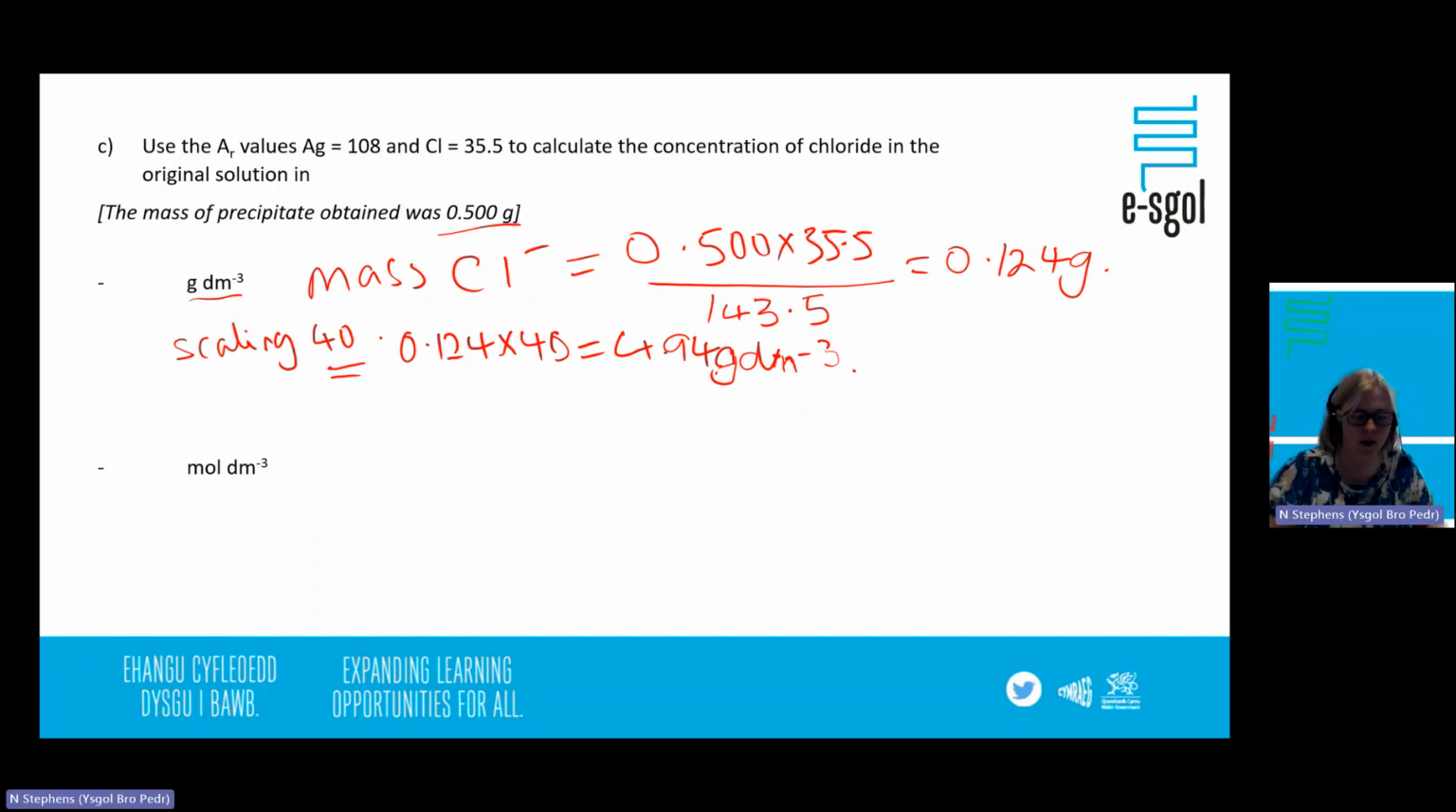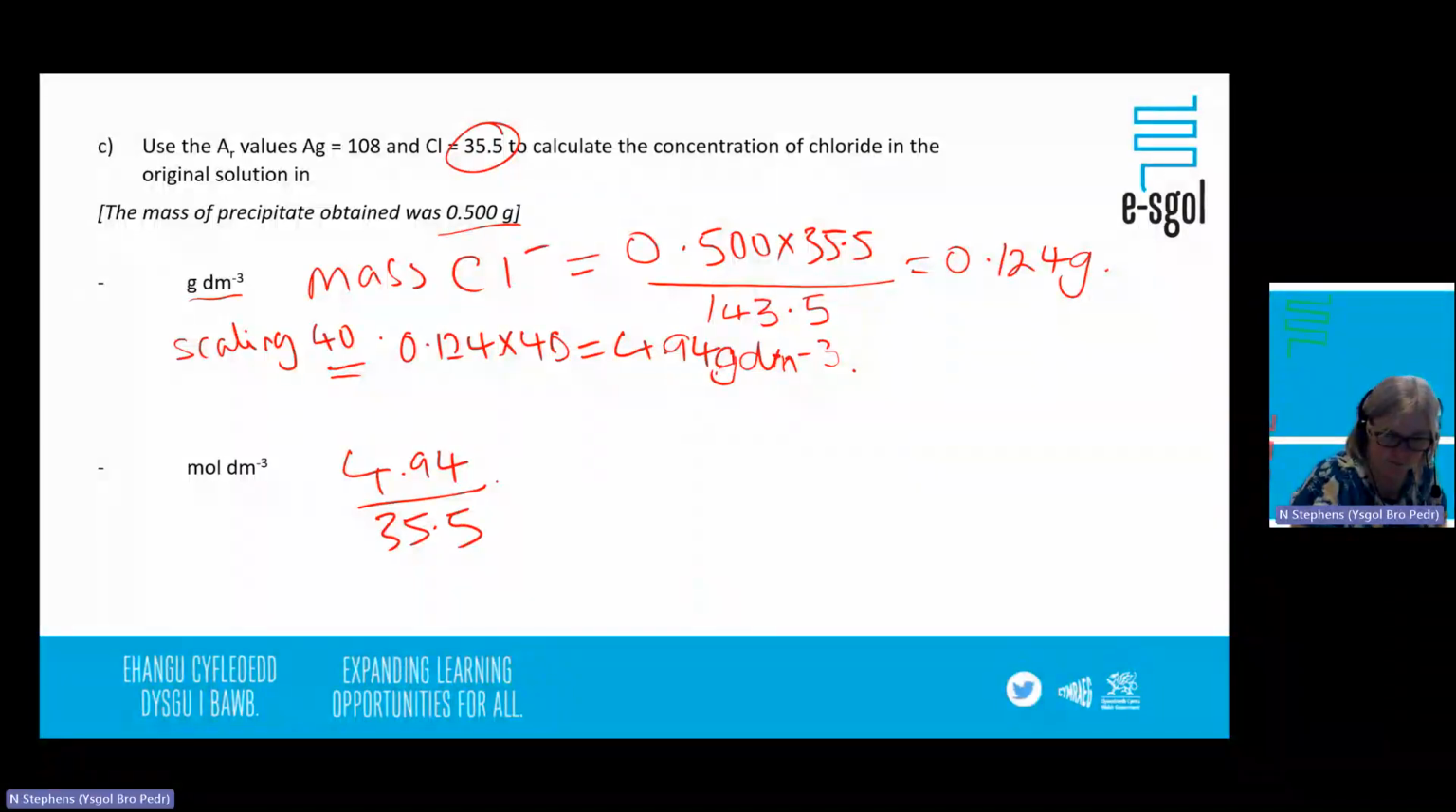Right. So the moles per decimeter cubed, of course, then, well, if that's how many grams there are, and we know from the information supplied that chlorine has an atomic mass of 35.5, then to convert grams per decimeter cubed into moles per decimeter cubed, you simply go 4.94 divided by 35.5, giving you then an answer of 0.138 moles per decimeter cubed.